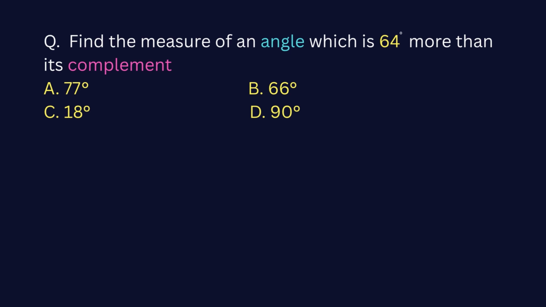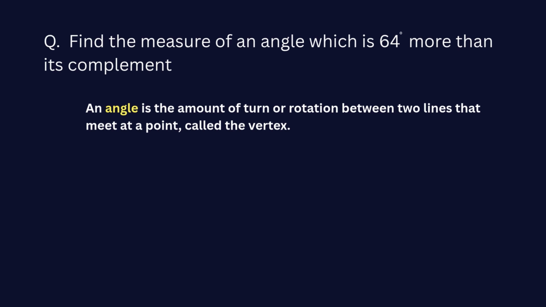Find the measure of an angle which is 64 degrees more than its complement. Is it 77 degrees, 66 degrees, 18 degrees, or 90 degrees? So what is an angle? Well, an angle is the amount of turn or rotation between two lines that meet at a point.